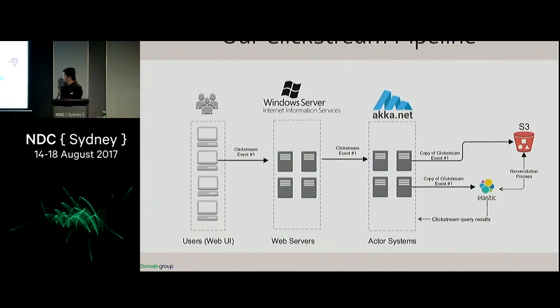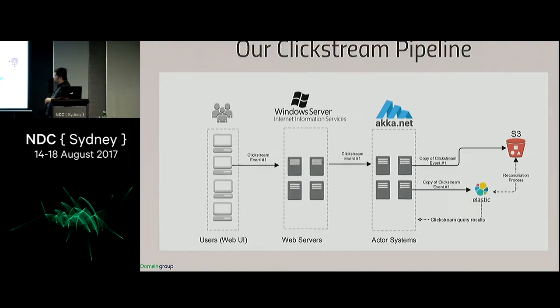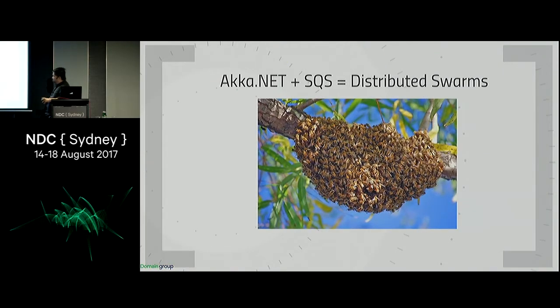Now, if you looked at the bigger picture here, of course, we're dealing with more than one actor system. So if you look at the Akka.NET docs, they talk about really simple cases like the one I showed you. But in practice, things get a bit messy when you have systems that cross multiple autoscaling groups. And one of the things that we learned is that when you combine Akka.NET and SQS, you have this concept of almost like a distributed swarm.